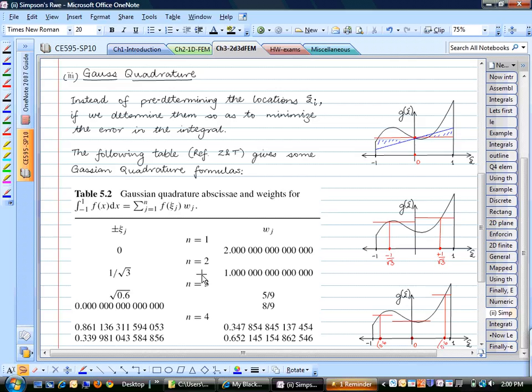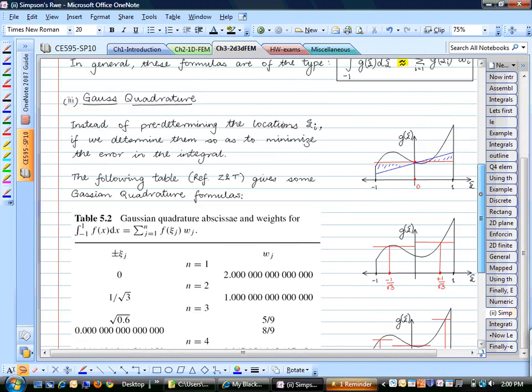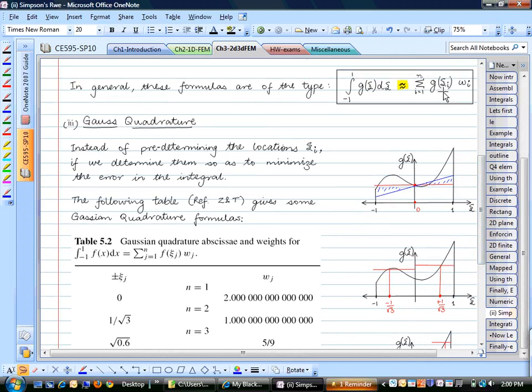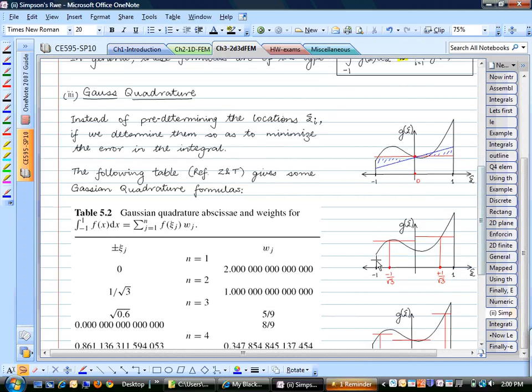Actually more, because there are 4 parameters in Gauss quadrature. If you use a 2-point quadrature, you have 4 parameters, the location and the weight. So when you have 4 parameters, you can fit a cubic exactly, which means that if you use this formula, calculate the function value at this point, calculate the function value at this point, multiply by their weights, you can exactly integrate a cubic, and this sort of looks like a cubic.